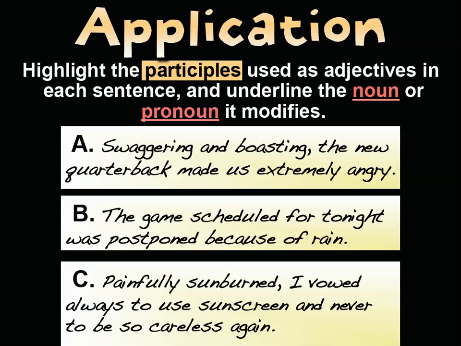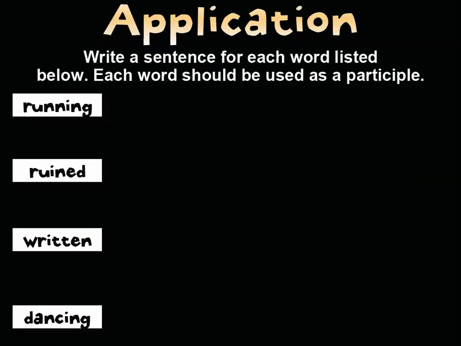Swaggering and boasting, the new quarterback made us extremely angry. What do you think? I hope you underlined swaggering, boasting. Both of those are present participles, and they are modifying quarterback, which is the noun in this sentence. Now do the rest on your own.